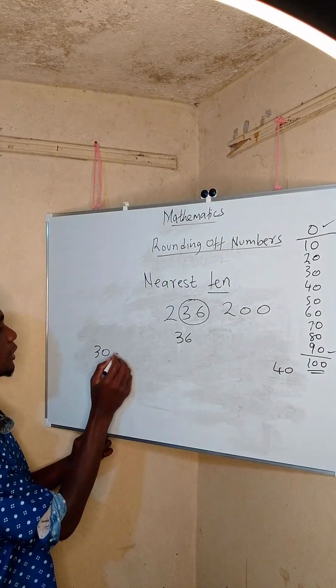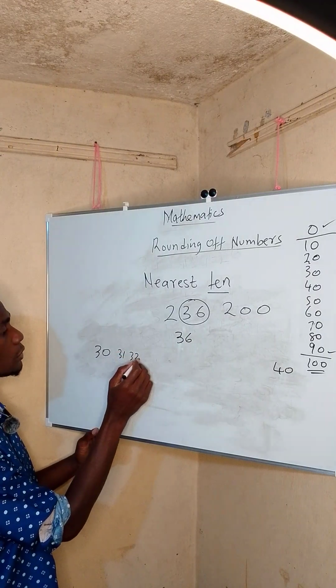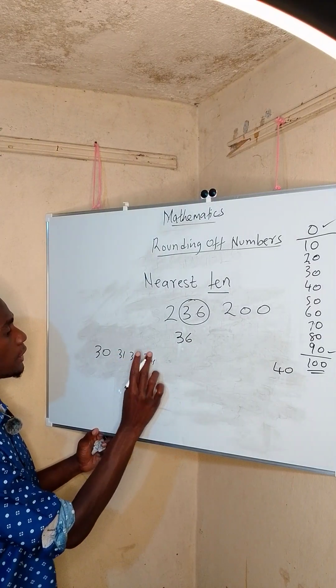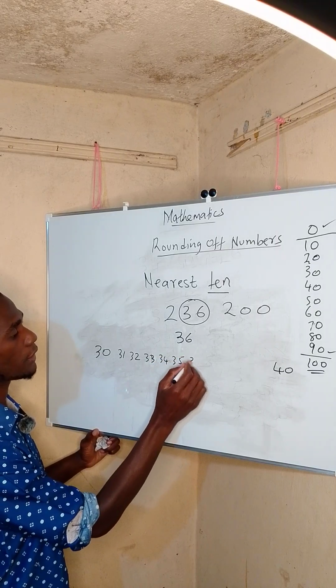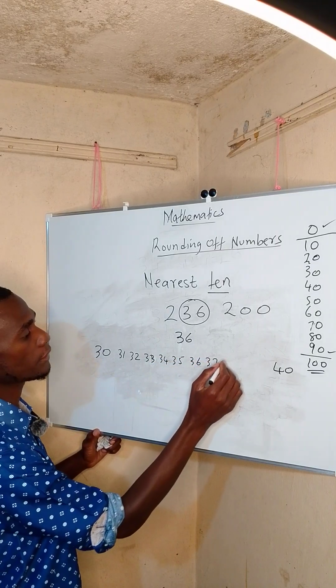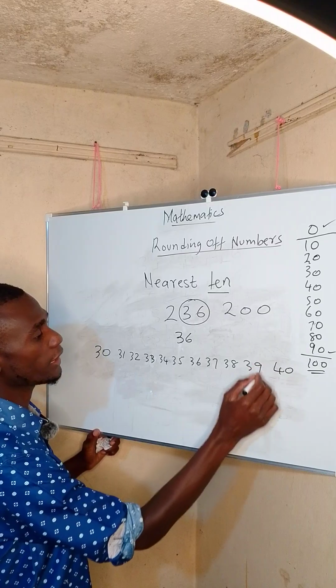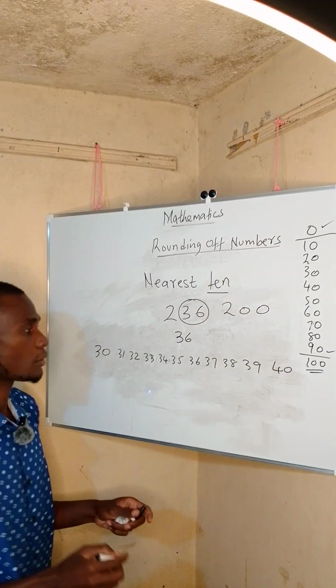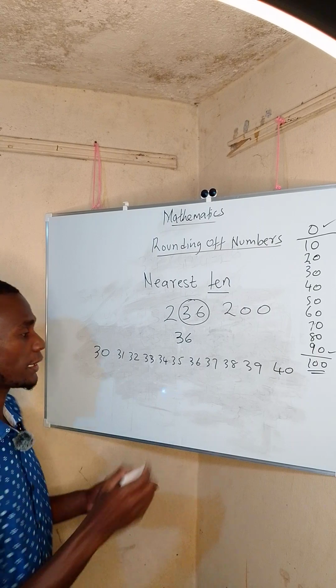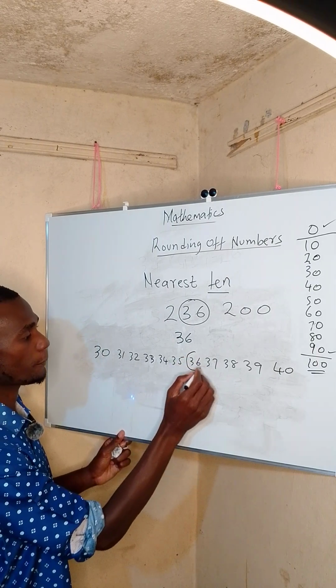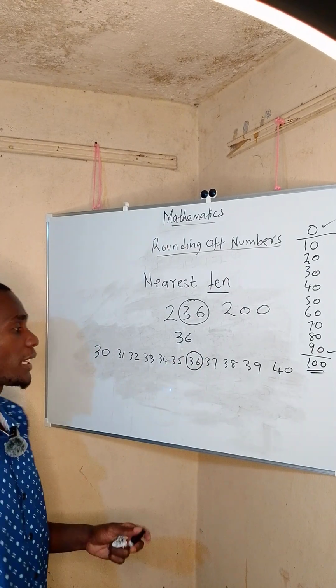So let us count: 31, 32, 33, 34, 35, 36, 37, 38, 39, and 40. Very good. Then let us identify where that 36 is, which is here. It is here. So we have our 36 there.